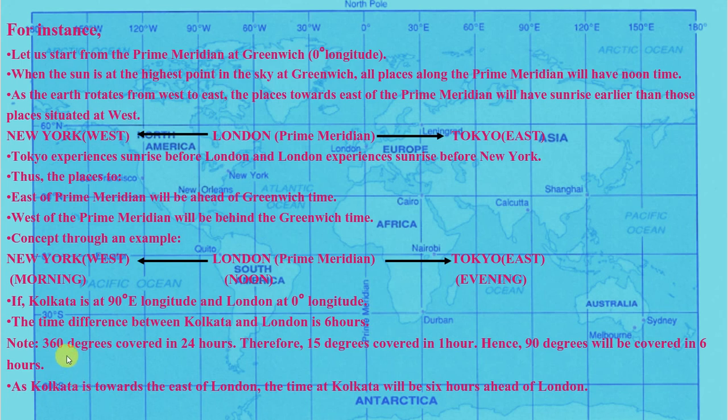See here, 360 degrees are covered in 24 hours. Therefore, 15 degrees are covered in 1 hour. Hence, 90 degrees will be covered in 6 hours. And we know that as Kolkata is towards the east of London, Kolkata will be 6 hours ahead of London, isn't it?